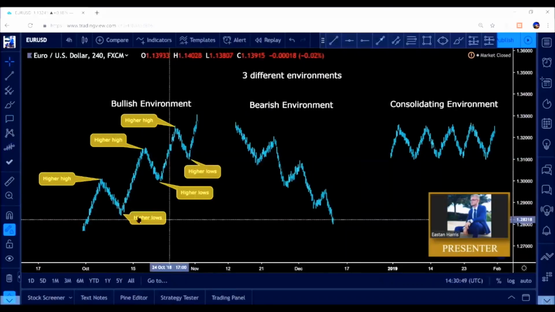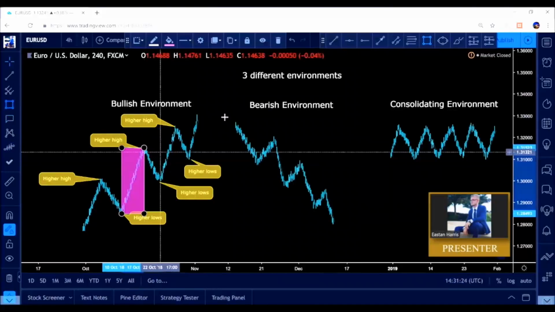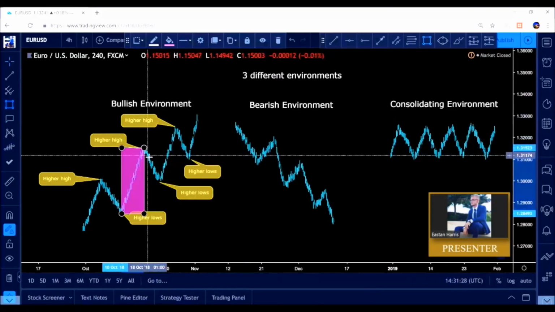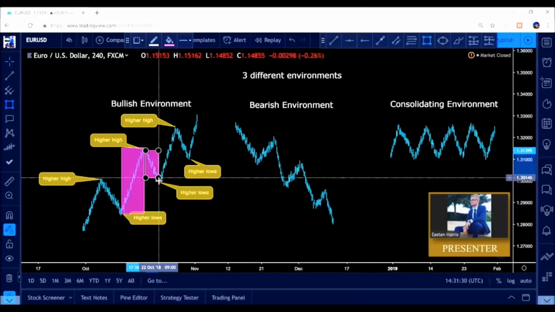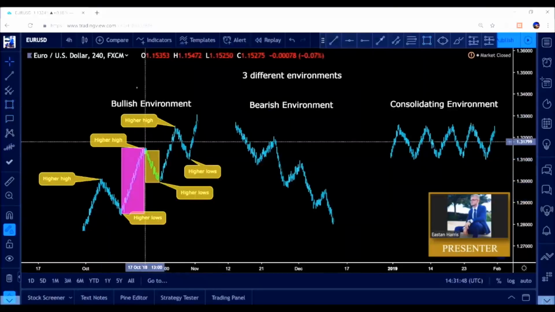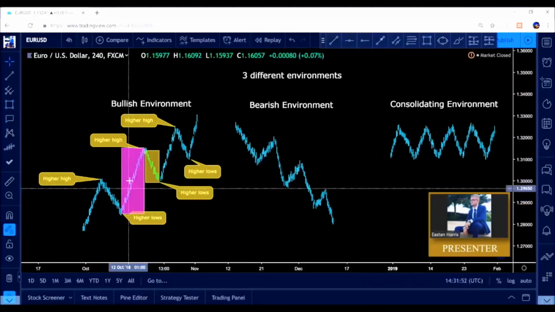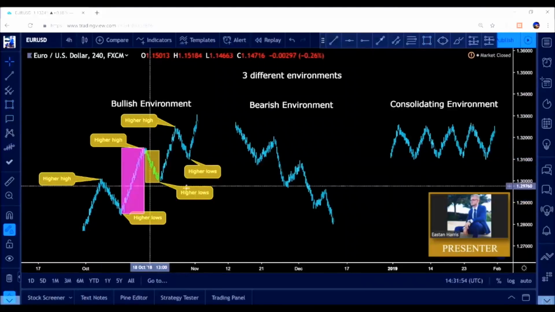Buyers are clearly in control. The moves from the buyers are much larger than those of the sellers. The buyers are covering the most ground, and the sellers are very weak compared to the buyers. This is a buyer's market.